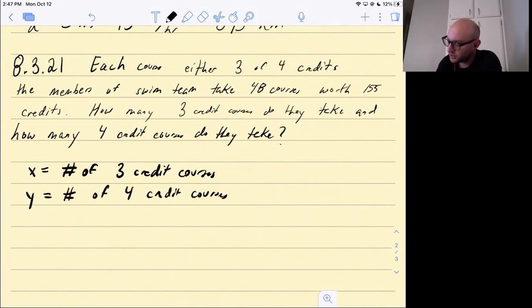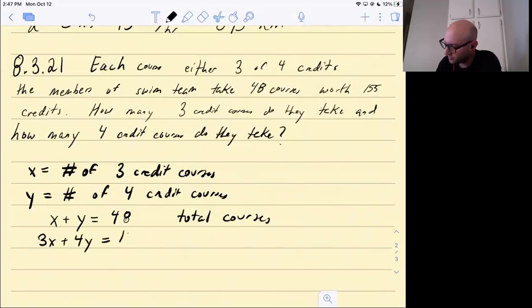And now our two equations are the total courses, X plus Y is equal to 48. This stands for total courses. And 3X plus 4Y is equal to 155, which would represent total credits. You don't need to title the equations, but it helps so that you can really believe and justify to yourself what each equation represents.